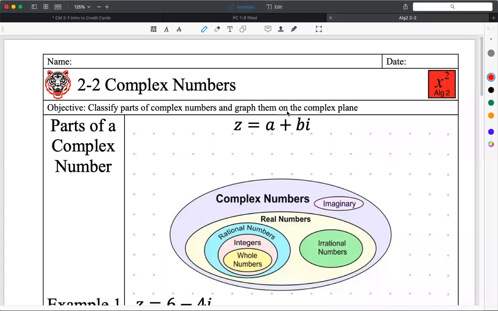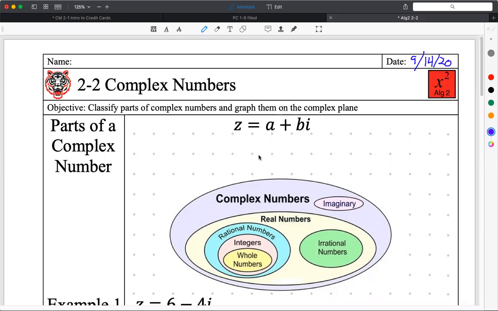We are in Algebra 2, Lesson 2-2, still dipping our toes into the world known as complex numbers. Today's date is Monday, September 14th, 9/14, 2020. Who would like to read our objective for the day?